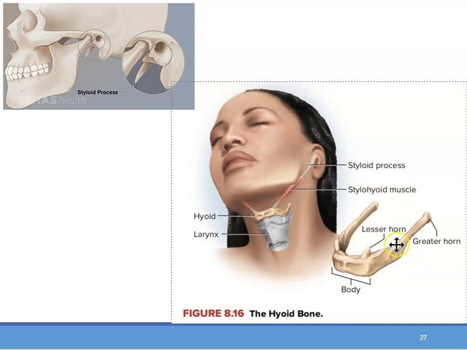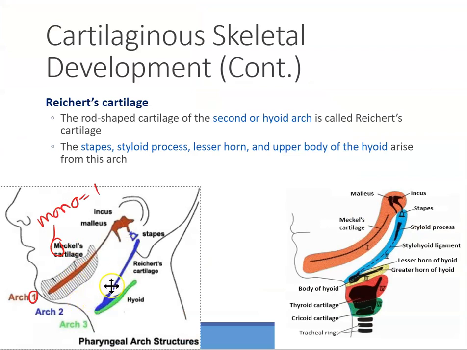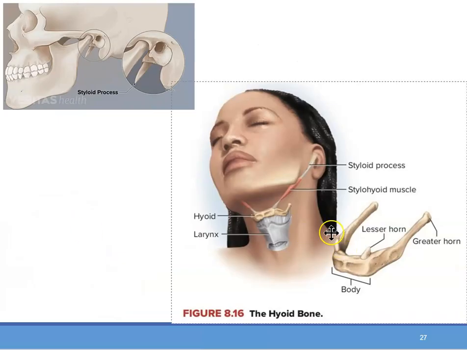So the lesser horn of the hyoid bone and the upper part of the body of the hyoid bone come from the second arc. So the second arc, what does it derive? It derives the stapes bone, the styloid process, the lesser horn of the hyoid, which is the smaller horn that we see sticking out, and the upper body of the hyoid.